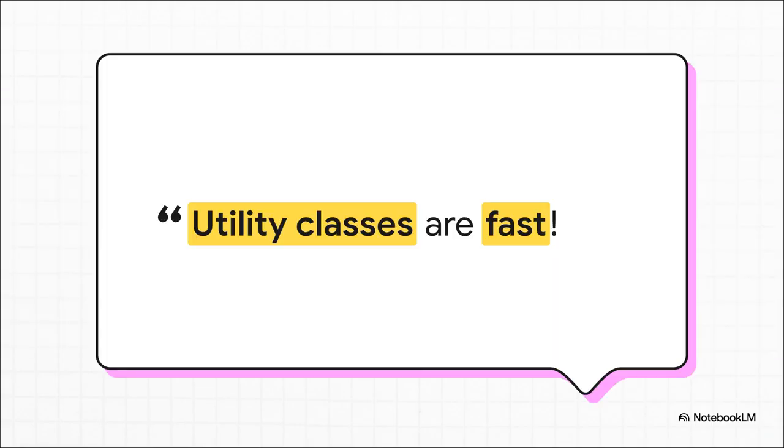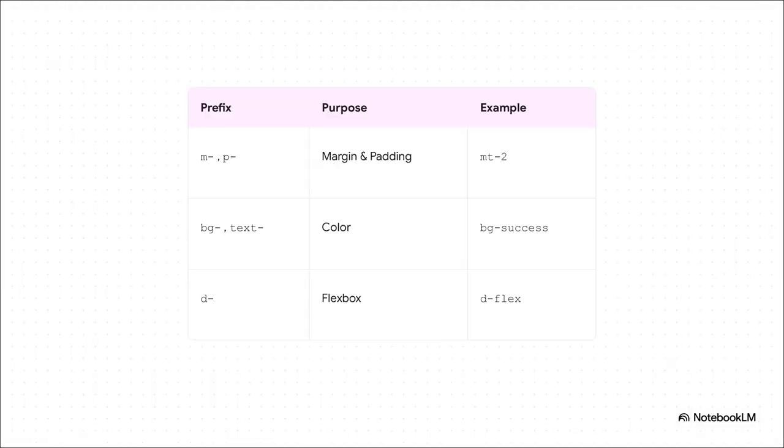And speaking of fast, let's talk about utilities. If components are like the prefabricated walls of your house, utilities are the power tools you use to make quick adjustments on the fly. Utilities are these tiny, single-purpose classes that let you make styling changes right there in your HTML. Need a little more space on top of an element? Just add mt-2. Want to give it a green background? Just add bg-success.